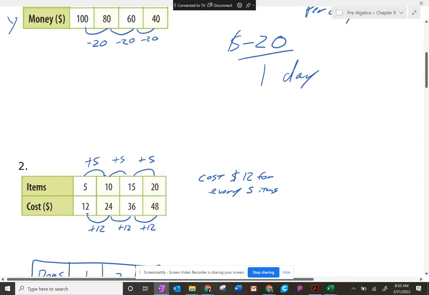I'm going to look at this one over here. Again, my items is like my X value. My cost is going to be like my Y value. So I'm going to write that down, how it was written. So my cost was $12 for every 5 items.